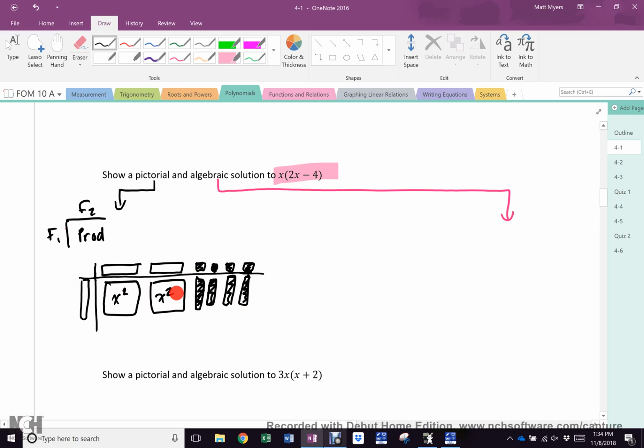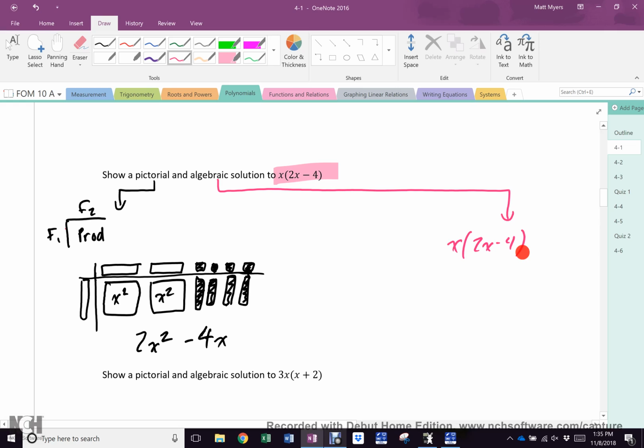So what is my answer to this question? All you got to do is count. How many x squareds are there? 2 x squareds. How many x's are there? 4, but they are negative. That's the answer. Yes, 4x. Thank you. And then over here, we do the distributive property.